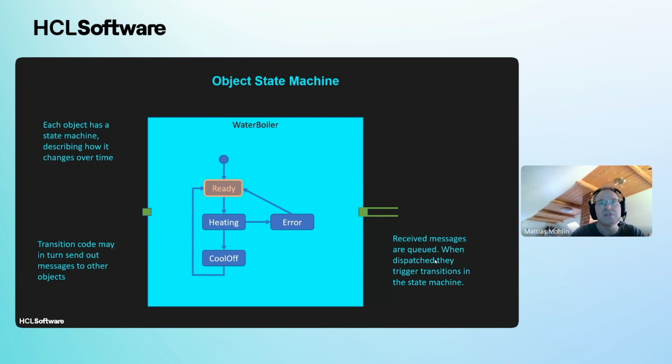And that transition can then run some piece of code, which basically can do anything. But in particular, that code can send out messages to other objects. So what we essentially have in these kinds of applications is a network at runtime of connected objects that communicate by message exchange, and each object is described by means of a state machine.